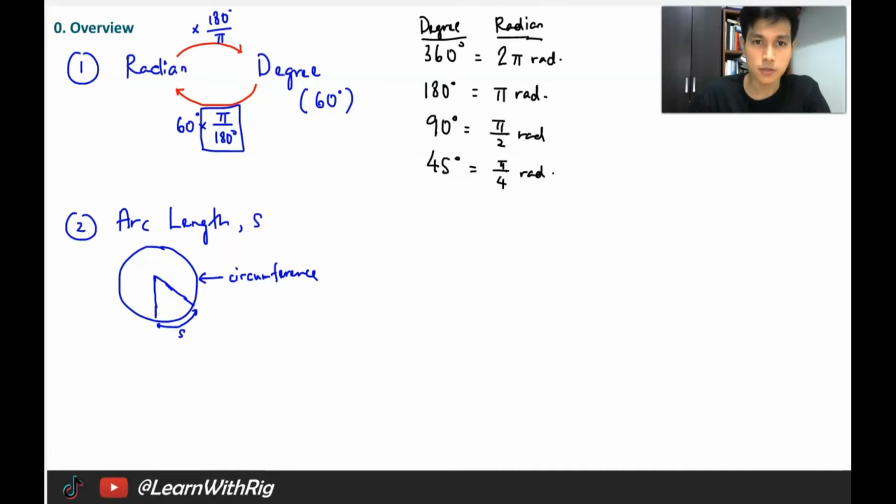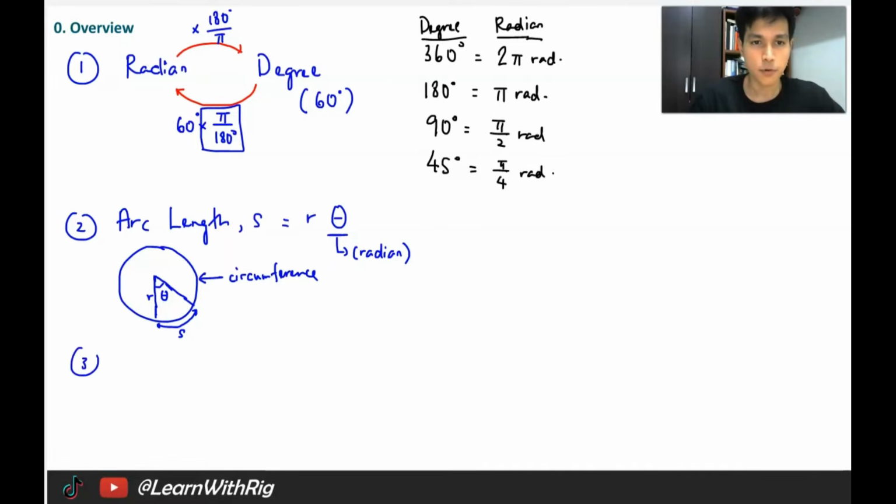So for arc length, the equation is s equals r theta. What is theta? Theta is the angle here. r is the radius. And this theta here must be in the form of radian. You cannot use degree. If you use degree you get a different answer. So this is the formula for arc length, s equals r theta.